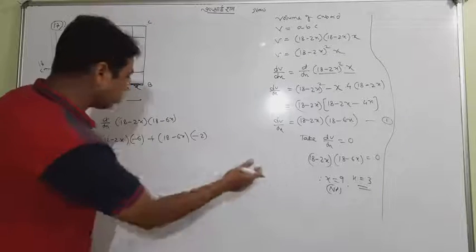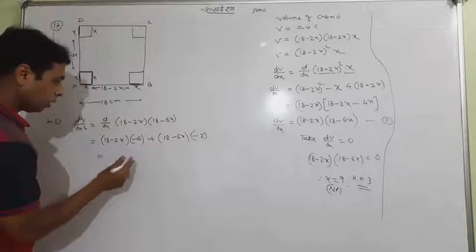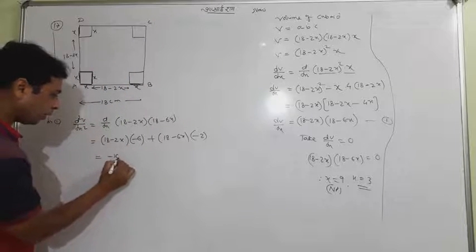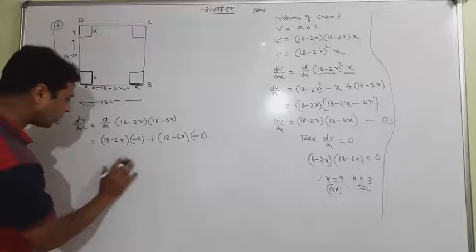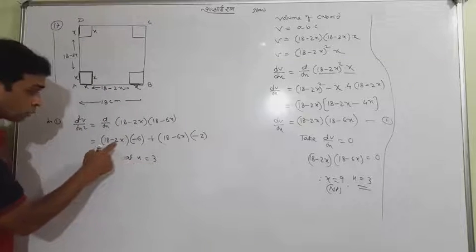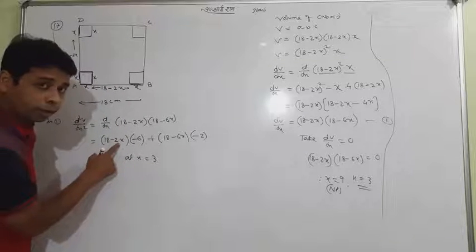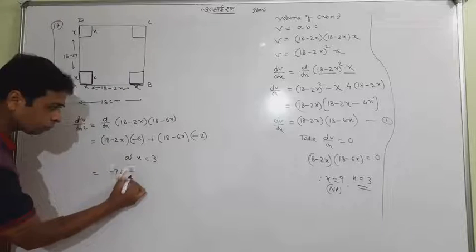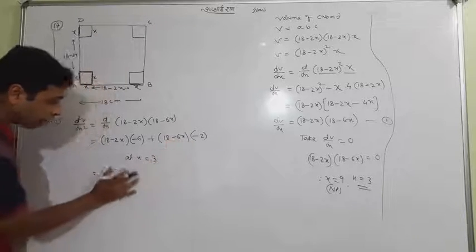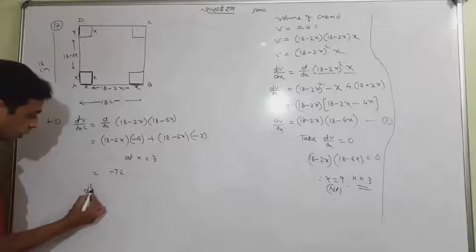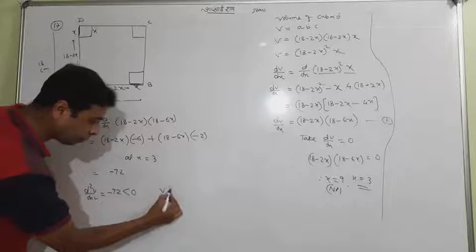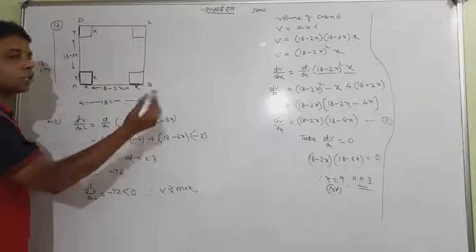Now put the value of x equal to 3 here. Or you can multiply, or you can put x equal to 3. What answer? 3 2s are 6, 18 minus 6 is 12. 12 6s are 72, so minus 72. Then 3 put here, 3 6s are 18, 18 minus 18 is 0. So all 0. So minus 72 it has been. Which is d square V by dx square equal to minus 72, which is less than 0. Meaning V is maximum, and it is already obtained.